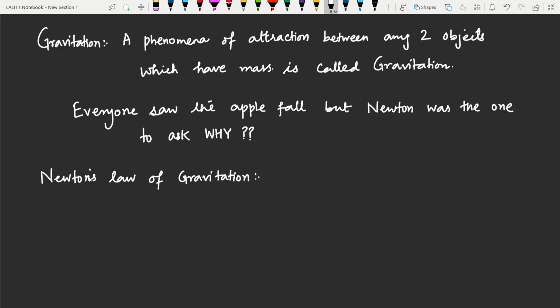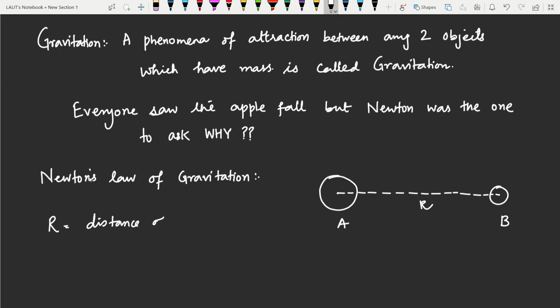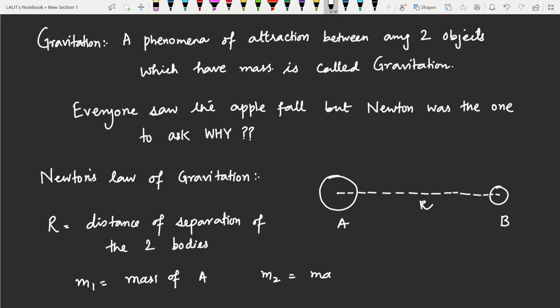What is Newton's law of gravitation? Newton says that if we have any two objects, let us say A and another object is B, and the distance from their centers, let us say this is R. R is the distance of separation between the two bodies. And let us say M1 is the mass of A and M2 is the mass of B.